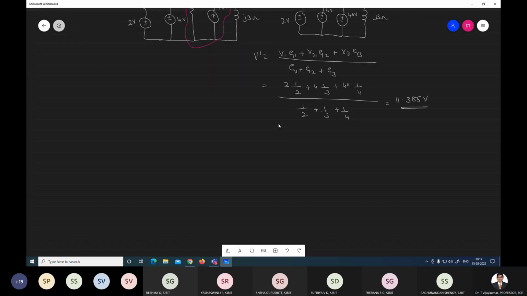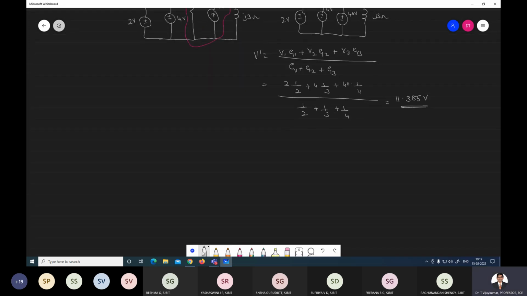Now, in the same circuit, find out what R dash is. R dash is nothing but 1 over Z1 plus 1 over Z2 plus 1 over Z3, that is equal to 1 by 2 plus 1 by 3 plus 1 by 4, which is equal to 0.92308 ohm. Simplify.